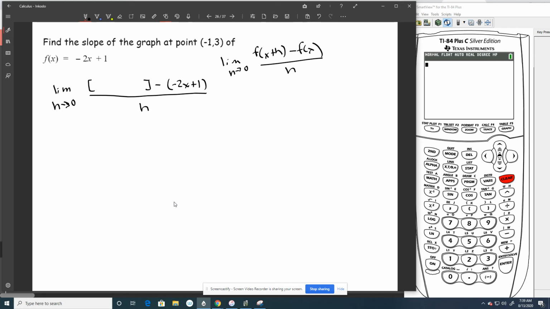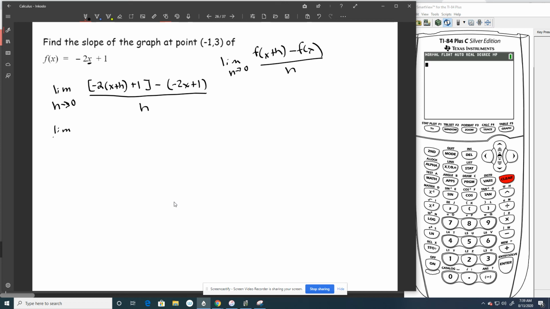Now my bracket, instead of f of x, I have f of x plus h. So anywhere that I see an x, I need to change that to an x plus h. So in my bracket, I'm going to put -2, but instead of x, I'm going to put x plus h, and then I have a plus 1. So inside the bracket, I rewrite my function. I just replace my x's with x plus h, and then I have h on the bottom. So now we're just going to start simplifying. The limit is still here, but we're going to focus on simplifying our equation.